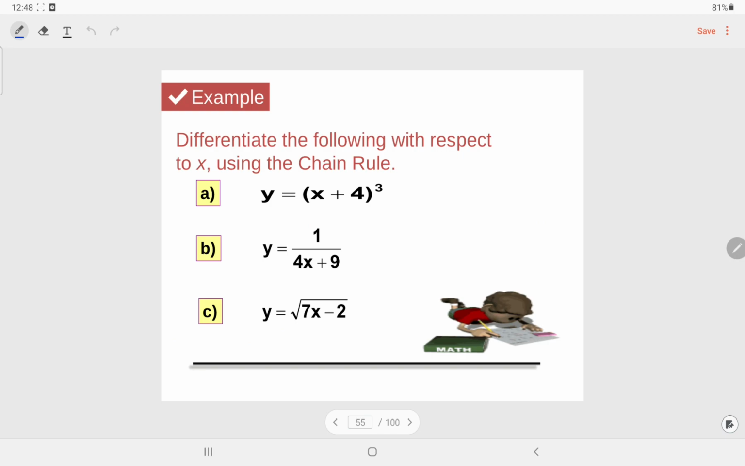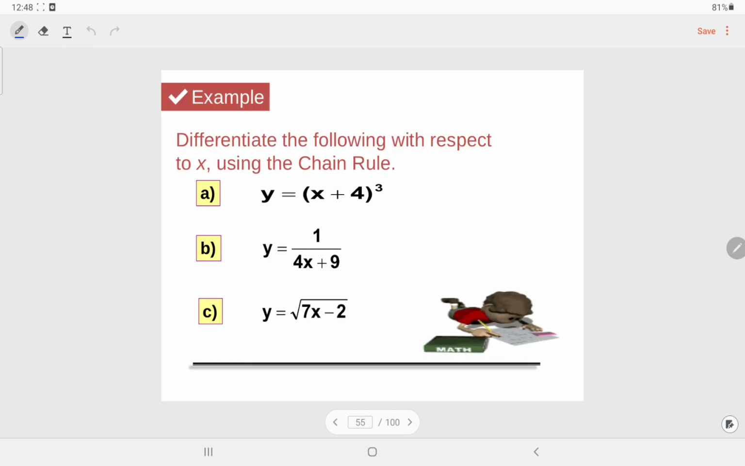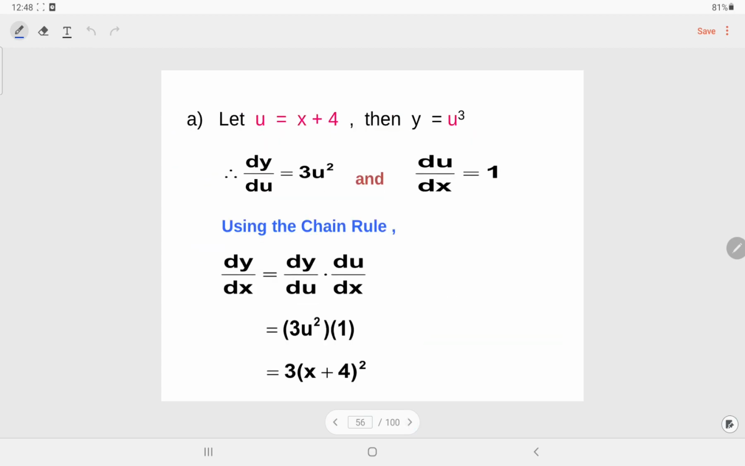Okay, now differentiate with respect to x by using the chain rule for a, b, c, d. Okay, for a, we have y equal to x plus 4 cube. Let's say u equal to x plus 4. Okay, dy over du equal to 3u square, since this one is u cube and we let u equal to x plus 4.